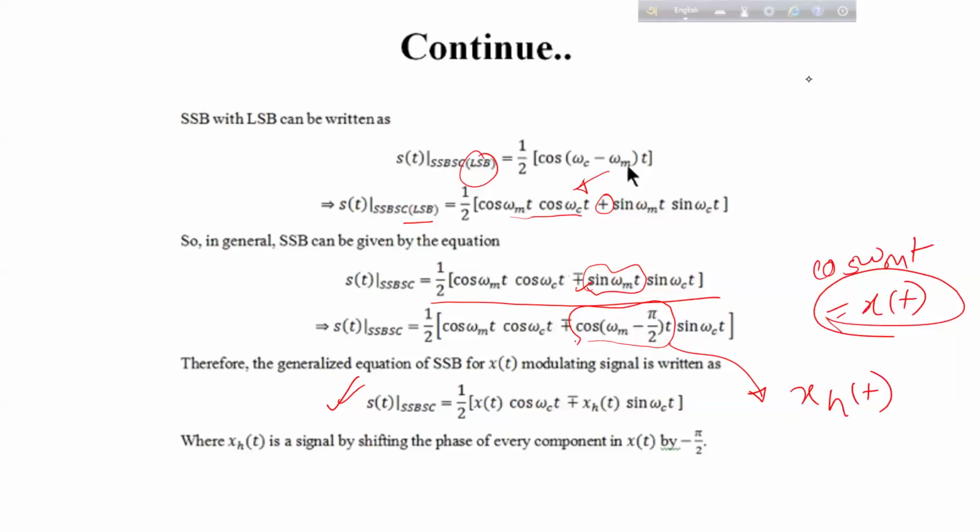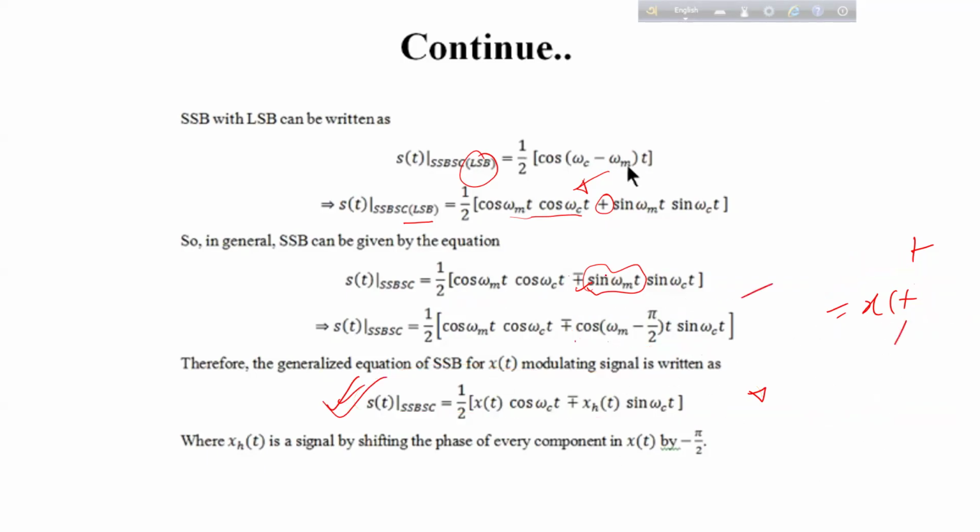So this is the general formula for single sideband spectrum. Instead of sin omega_m t, we are writing cos(omega_m t minus pi by 2). Now, cos omega_m t is actually the message signal x(t).